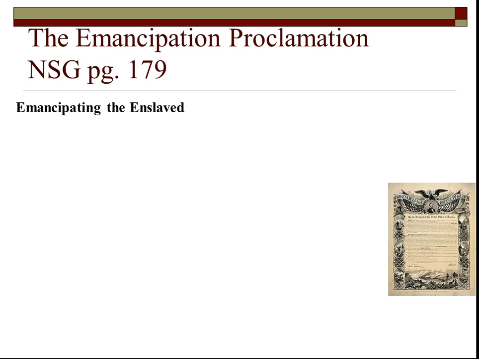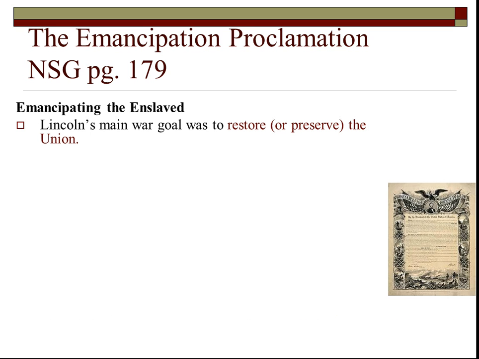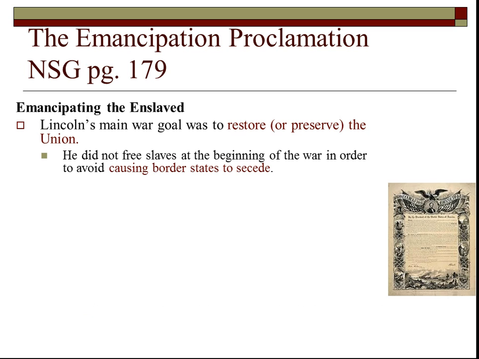So, first, emancipating the enslaved. Lincoln's main war goal was to restore or preserve the Union. His main war goal was not to abolish slavery. It was to preserve the Union. Okay? So at the beginning, he did not free the slaves at the beginning of the war because he wanted to avoid causing border states to secede as well. And he was still trying to patch the South together, hopefully without war from the start.